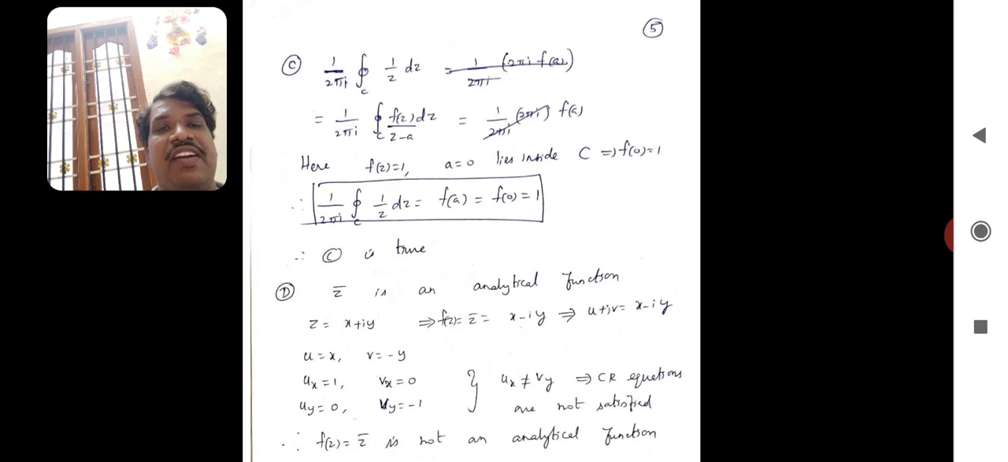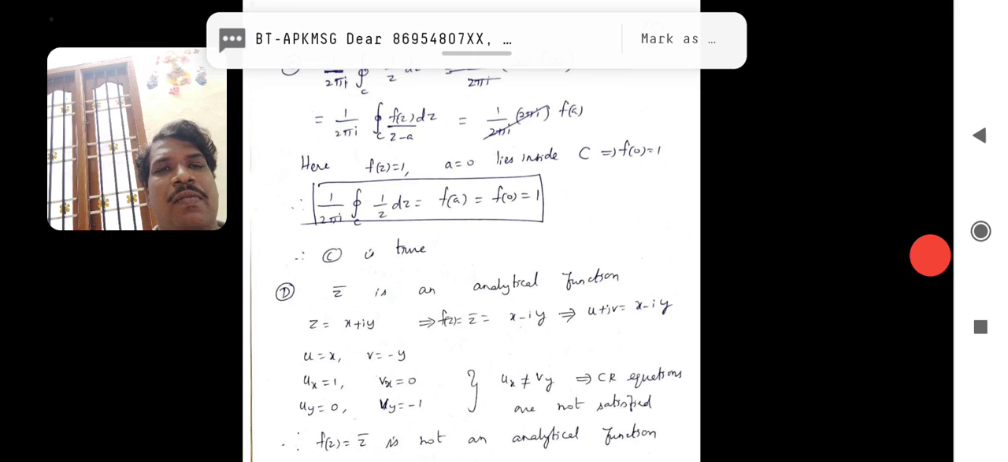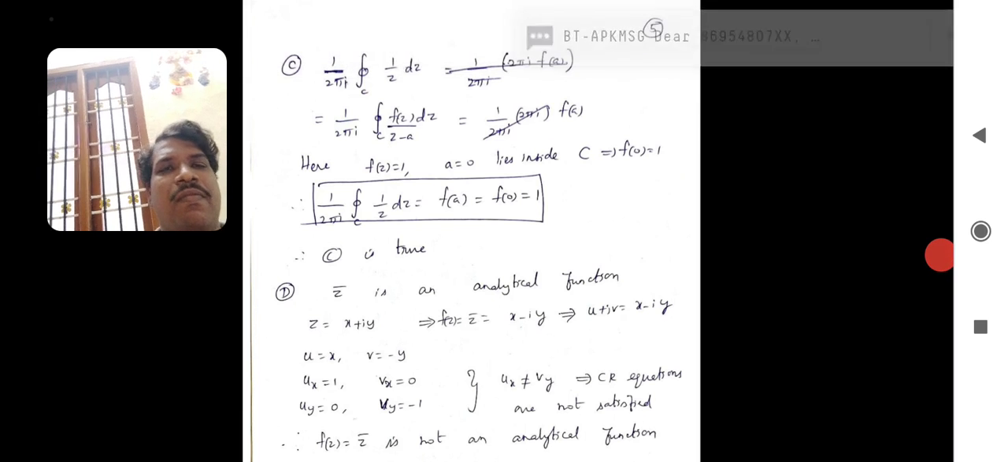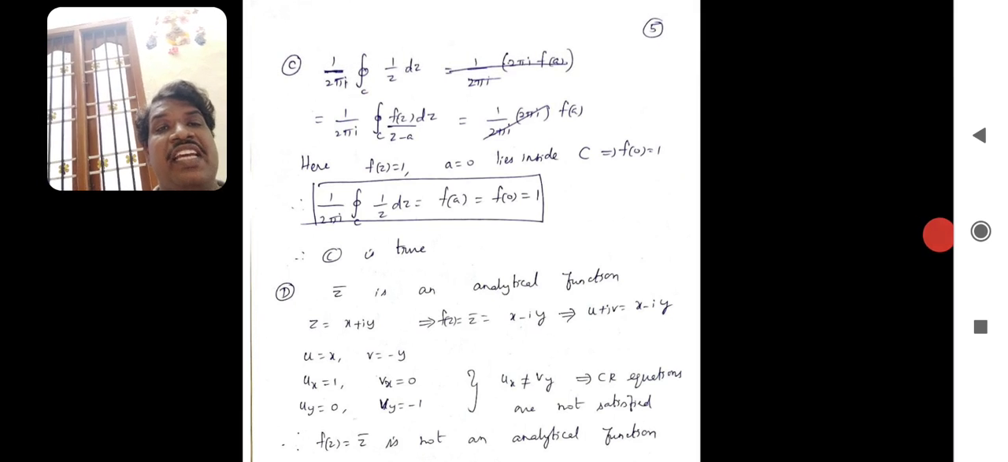And what is C given? C is a closed curve given to you. So we can apply Cauchy's integral formula. We have 1 by 2 pi i integration over c f of z dz by z minus a. Now we can compare this integration with the given integration 1 by 2 pi i integration over c 1 by z dz. By comparison, your f of z value is 1, your a value is 0.